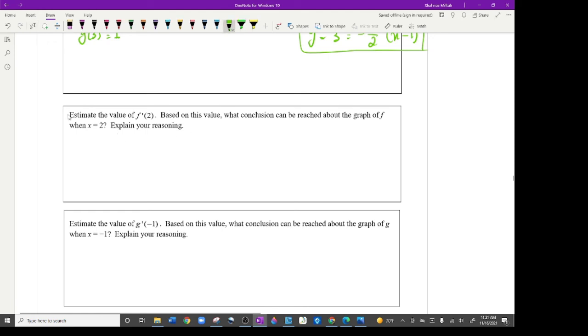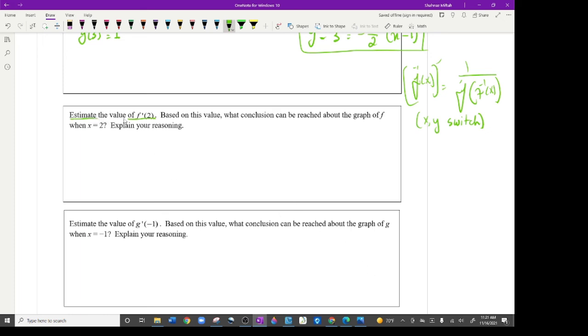They said, estimate the value of f prime 2. By the way, write down on your pink paper your inverse derivative formula, which is the derivative of f inverse x equals 1 over f prime of f inverse x. Write this down, and write in the bracket "x and y switch" so you will not forget that on the pink paper.